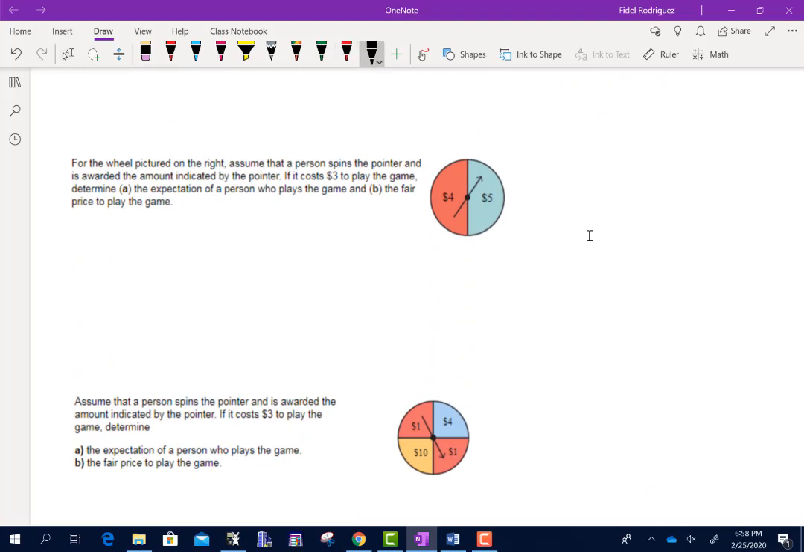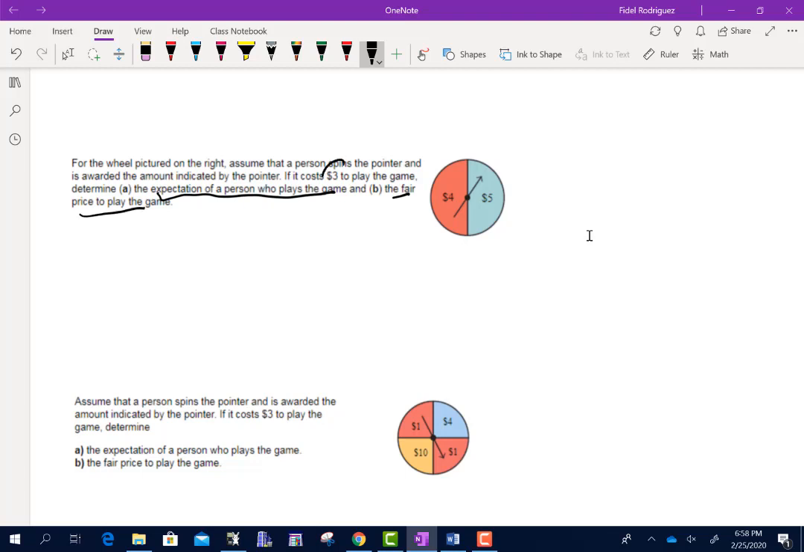Let's take a look at the next one. It says, for the wheel pictured to the right, assume that a person spins the pointer and is awarded the amount indicated by that pointer. If it costs $3 to play the game, determine the expectation of a person who plays the game and then the fair price to play the game.